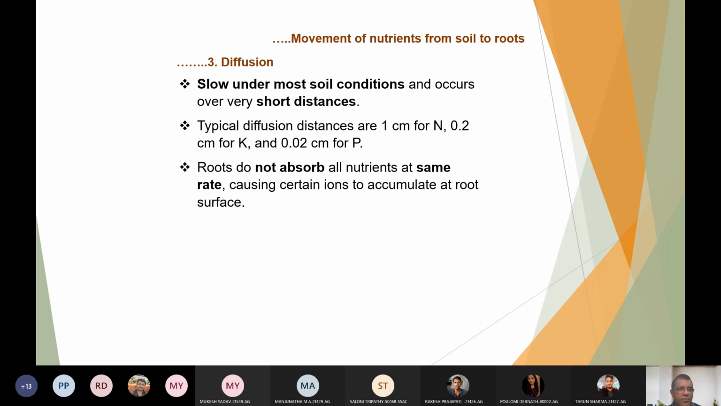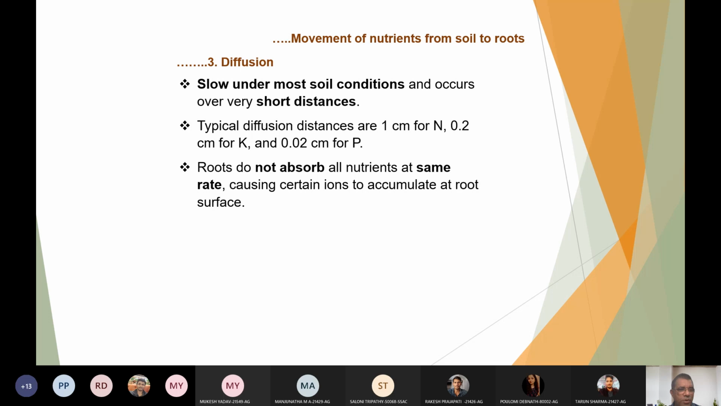Now, diffusion is slow under most soil conditions. The rate of nutrients reaching the root by diffusion is generally slow under most soil conditions, and occurs over very short distances. Typical diffusion distances are 1 centimeter for nitrogen, meaning nitrogen can move at most 1 centimeter by diffusion, 0.2 centimeter for potassium, and 0.02 centimeter for phosphorus.